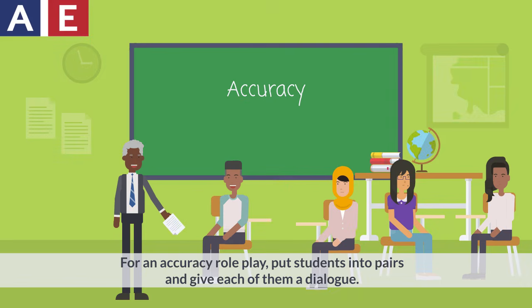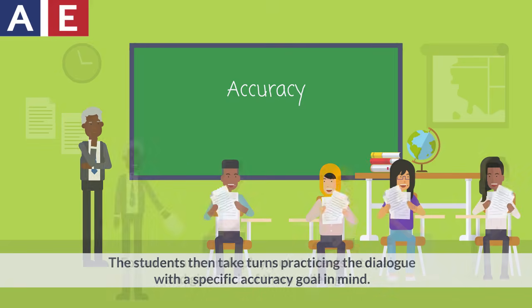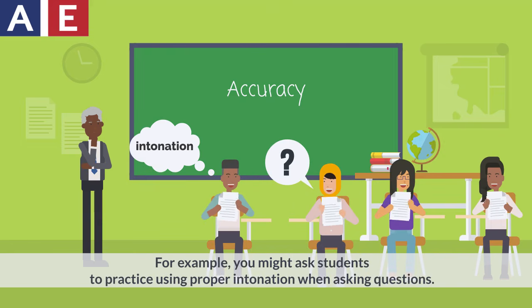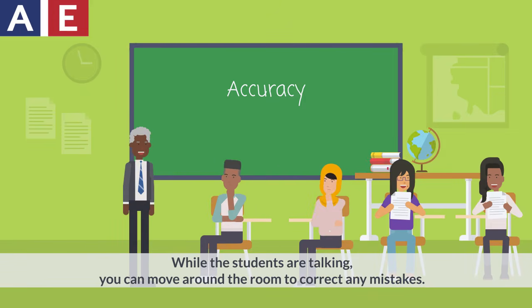For an accuracy role-play, put students into pairs and give each of them a dialogue. The students then take turns practicing the dialogue with a specific accuracy goal in mind. For example, you might ask students to practice using proper intonation when asking questions. While the students are talking, you can move around the room to correct any mistakes.